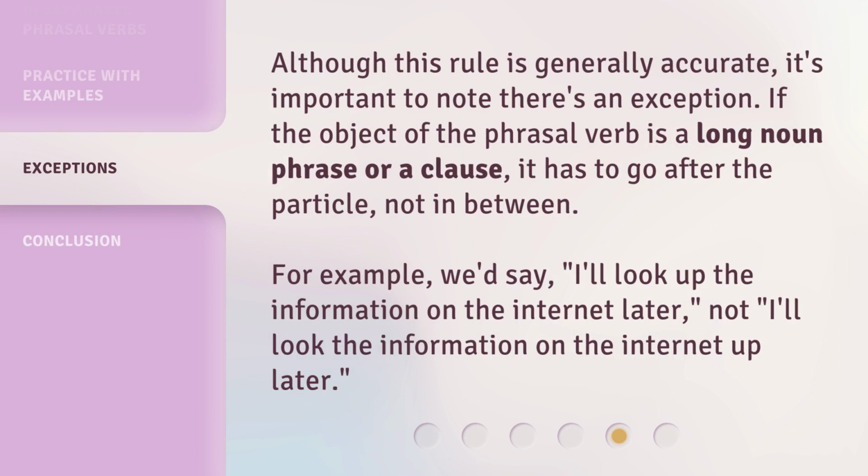Although this rule is generally accurate, it's important to note there's an exception. If the object of the phrasal verb is a long noun phrase or a clause, it has to go after the particle, not in between. For example, we'd say, I'll look up the information on the internet later, not, I'll look the information on the internet up later.